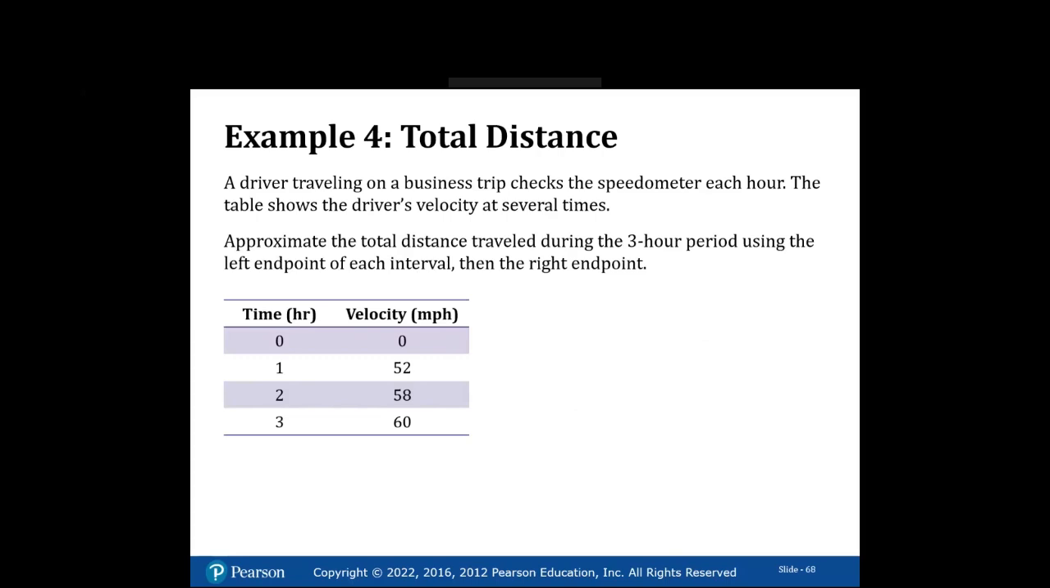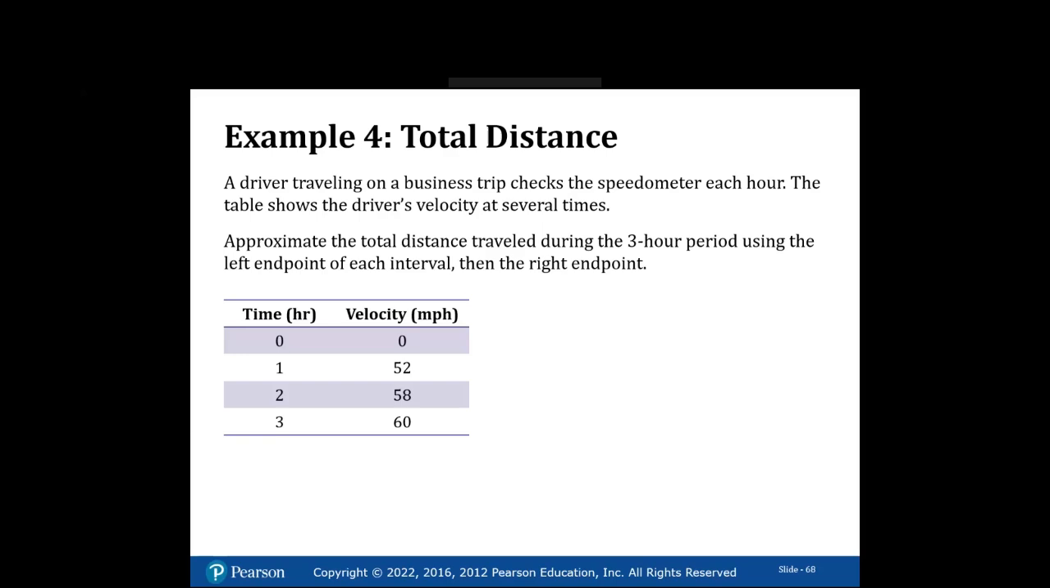Another one to look at is total distance. So a driver is traveling on a business trip. He's checking his speedometer every hour and kind of writing it down. Let me get this chart here. So at every hour here, he checks his speed at the beginning of the hour, right? So at time 0, he's going 0 miles an hour. At 1 hour on the dot, he's going 52, 2 hours, 58, and 3 hours, 60.